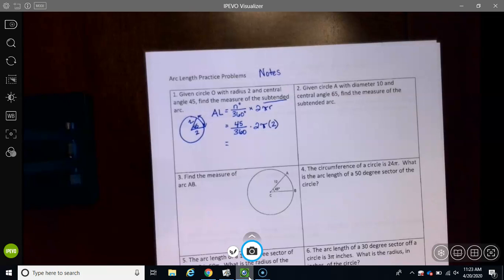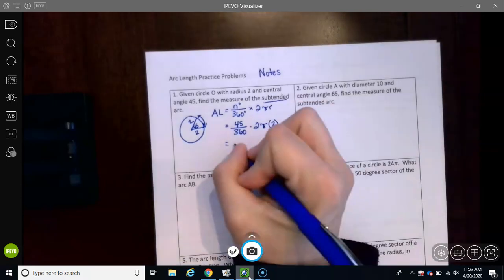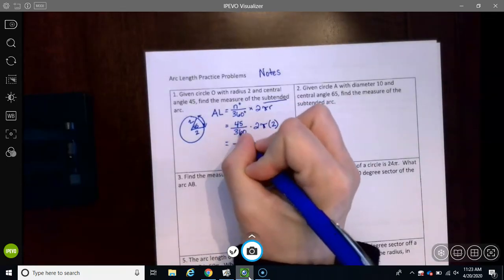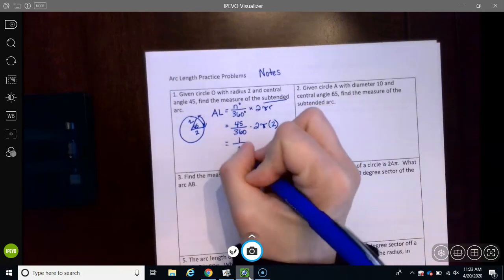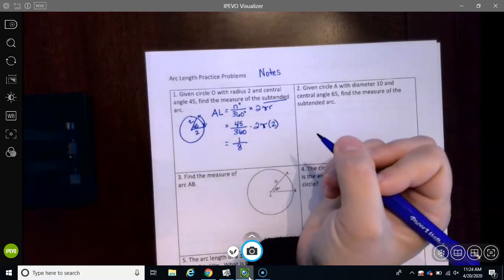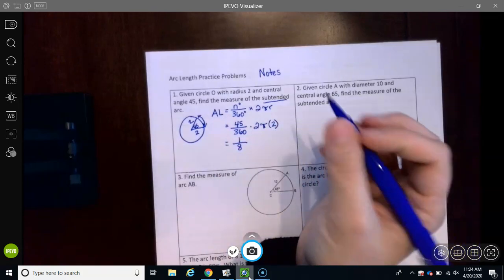But I can see if 45 goes into 360 evenly. So 360 divided by 45 gives me 8. So if I divide both the top and the bottom, the numerator and the denominator, by 45, 45 divided by 45 gives me 1. 360 divided by 45 gives me 8. So that did divide evenly. That was a nice easy one to reduce.